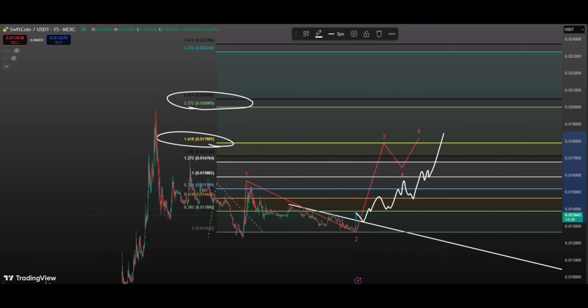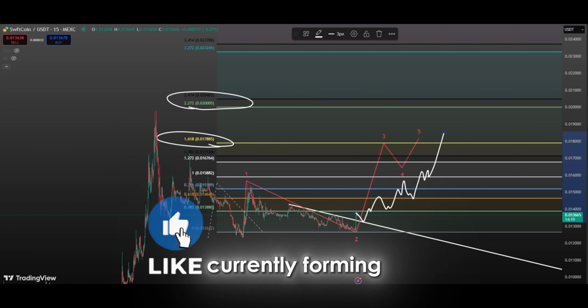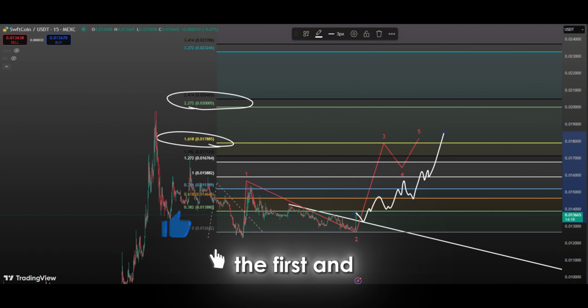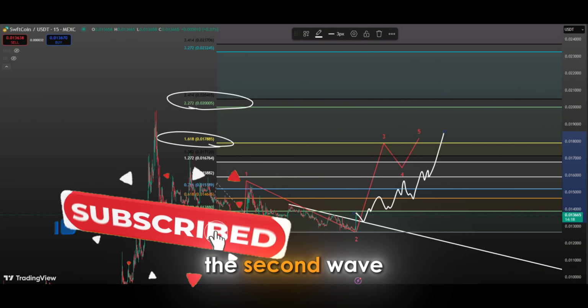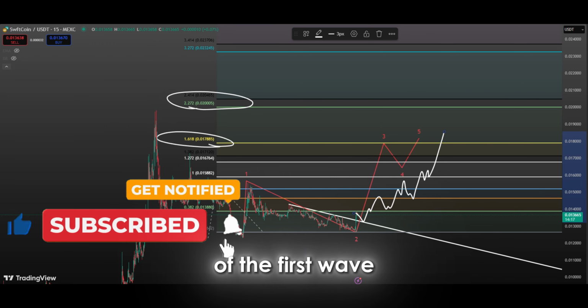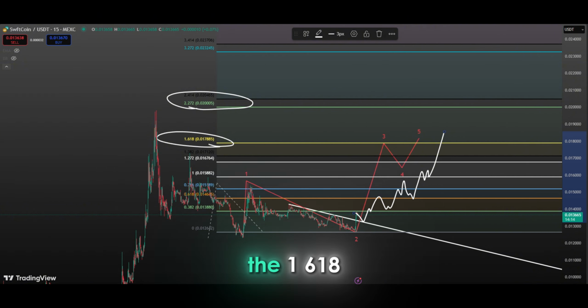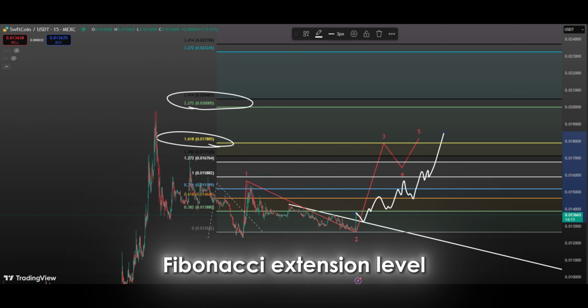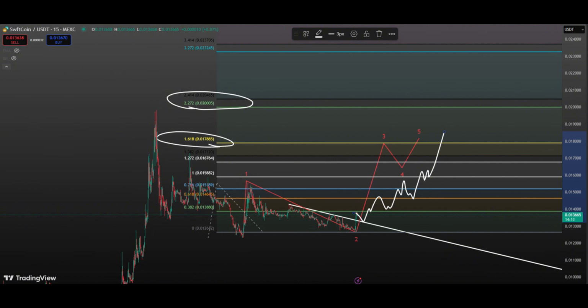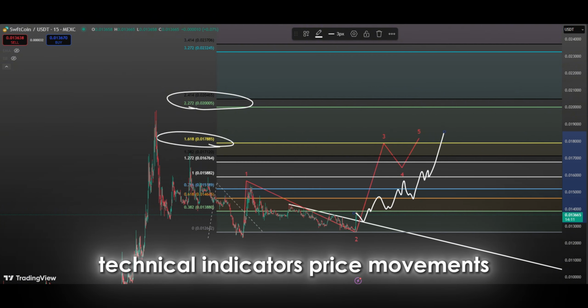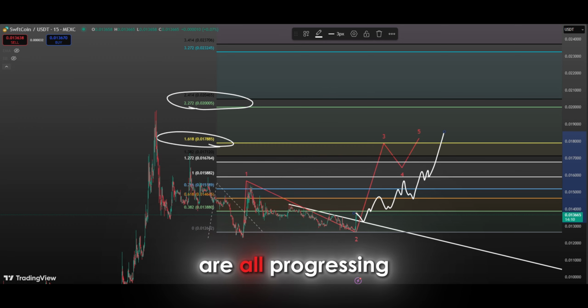To summarize, the price structure is currently forming a textbook Elliott wave formation. The first and second waves have formed healthily, the second wave hasn't dropped below the beginning of the first wave, and the structure remains valid. It now appears we are at the beginning of the third wave, and the minimum target for this wave is expected to be the 1618 Fibonacci extension level, with a more bullish scenario pointing toward the 272 level. Technical indicators, price movements, and market psychology are all progressing in a way that supports these expectations.